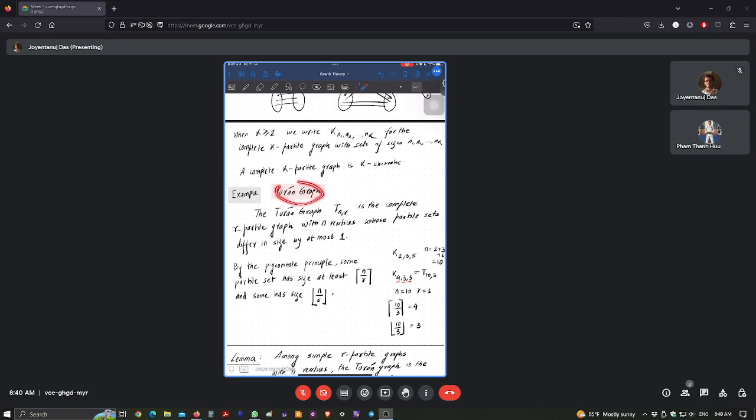Next we will consider a special type of complete k-partite graph, called the Turan graph. The Turan graph is denoted by T(n, r). It is a complete r-partite graph, where r represents the number of partitions and n is the total number of vertices, whose partite sets differ in size by at most one. So the difference between the sizes of the partitions is at most one.